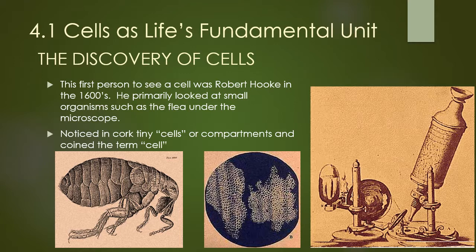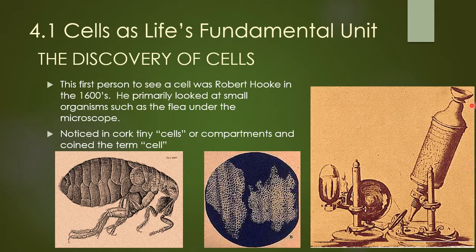Now, a long time ago, obviously people did not know cells existed. So they knew about things that they could see, but they didn't know what they were made up of. And the first person to actually see a cell was Robert Hooke in the 1600s. And he was primarily looking at small organisms under the microscope, like the flea there. But he looked at cork cells one day and noticed these tiny little compartments and coined the term cell. So he called them cell, meaning like a little square compartment. And that term stuck, so we continued calling these small compartments within living things cells.